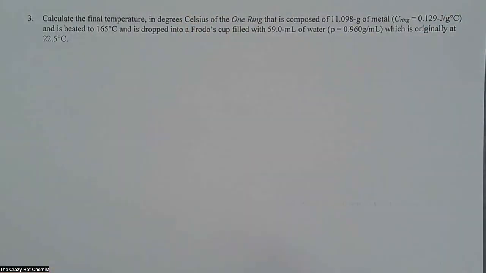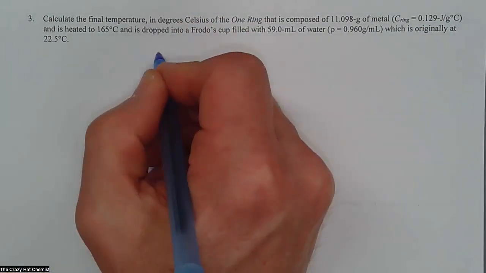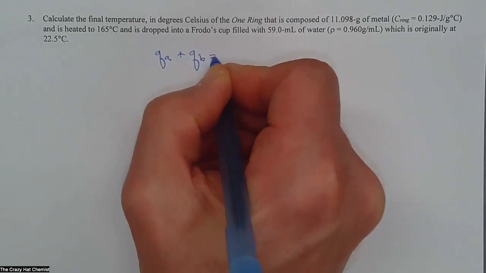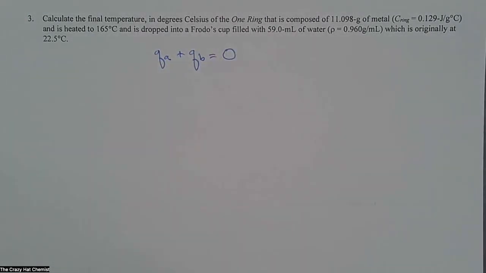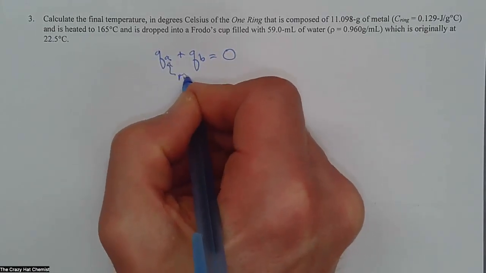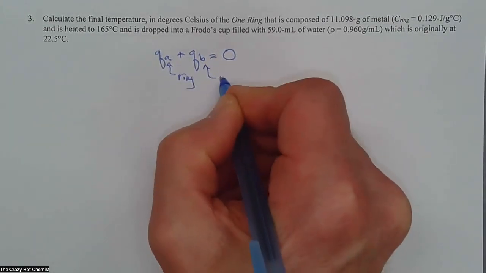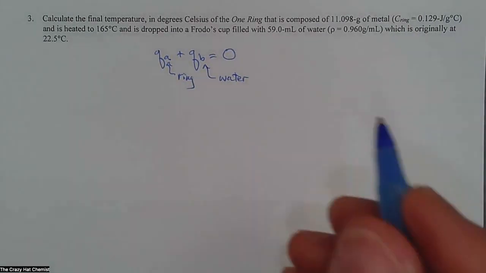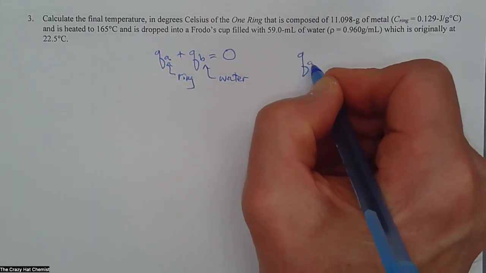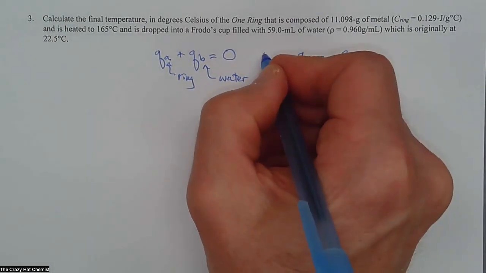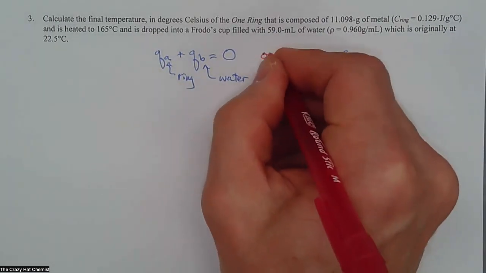So the thermal equilibrium equation is here. Q of A plus Q of B is equal to 0. You can call A and B whatever you want. I'm going to call A the ring and B the water in this particular case. Another equation that you could use is Q of A is equal to negative Q of B. It doesn't really matter. This is an or statement, so I'll write that right here, or.